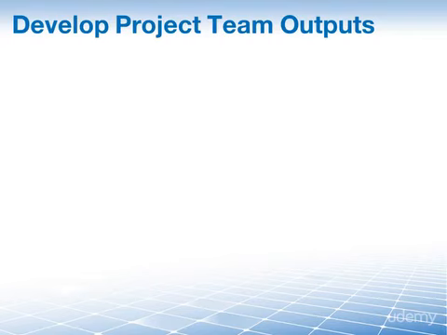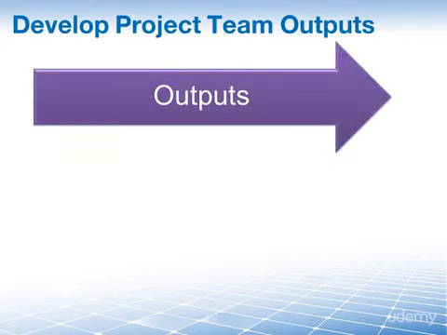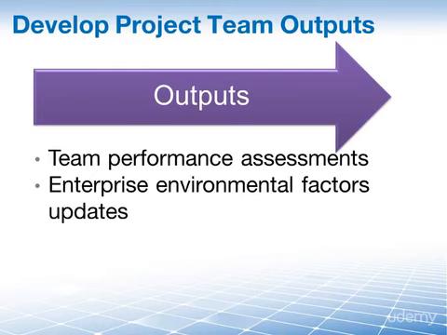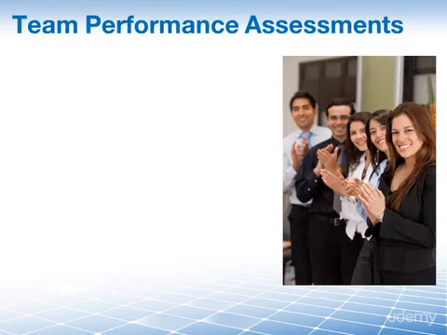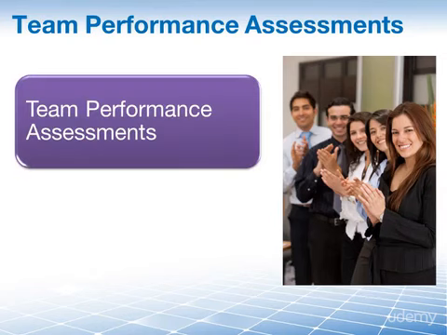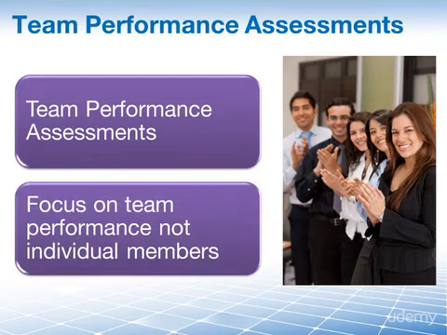And that takes us to the outputs of the develop project team process. They are the team performance assessments and the updates to the enterprise environmental factors. The big output that we have here is, of course, the team performance assessments. And let me repeat that. It's team performance assessment. It's not team member performance assessments. We're not focusing on the individual member performance here. We are focusing on the performance of the complete team.